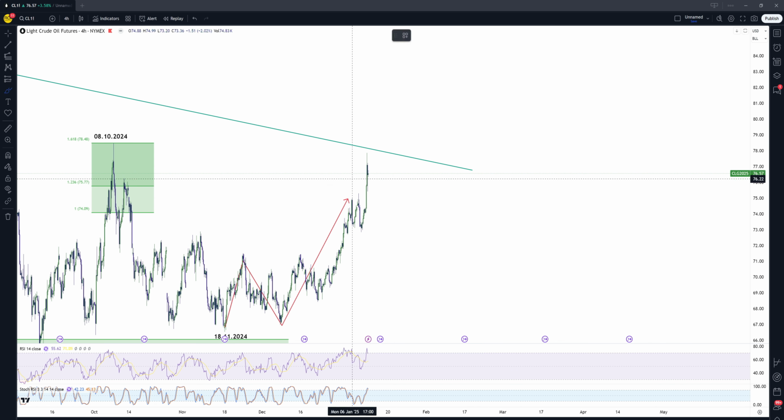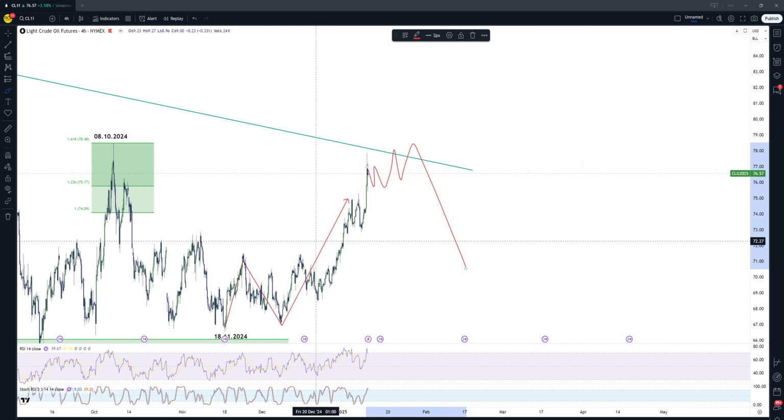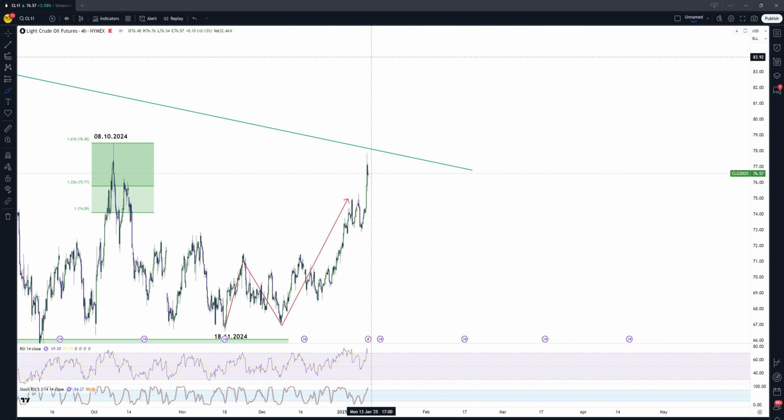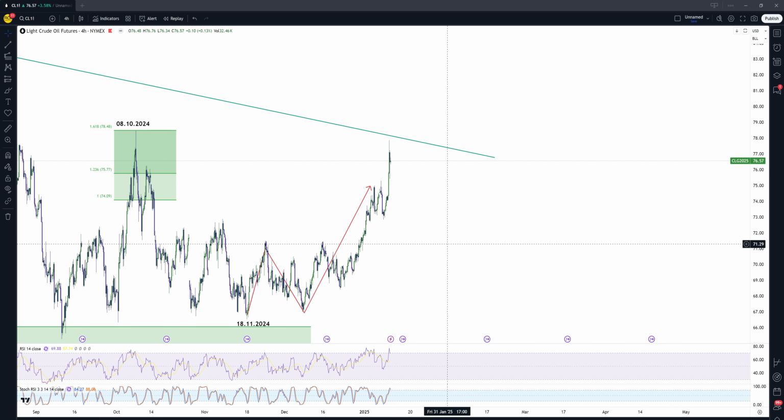We need to see this week what it wants to do, but we can see that it's getting ready soon to have at least a decent reaction to the downside. So Monday, Tuesday, Wednesday should be those days that the market will give us the hints. And of course, we will see that with our members in our live sessions when we get there.